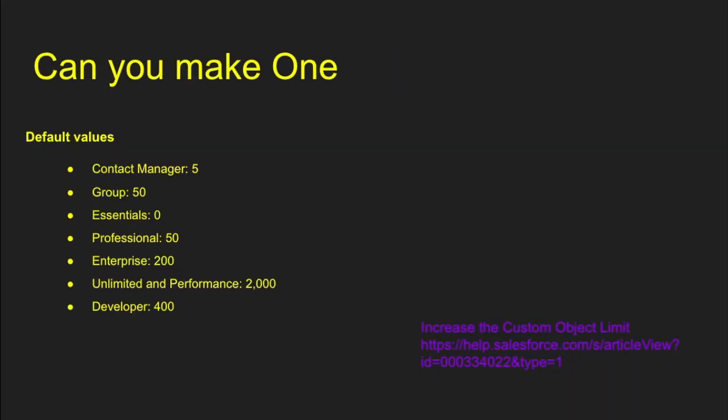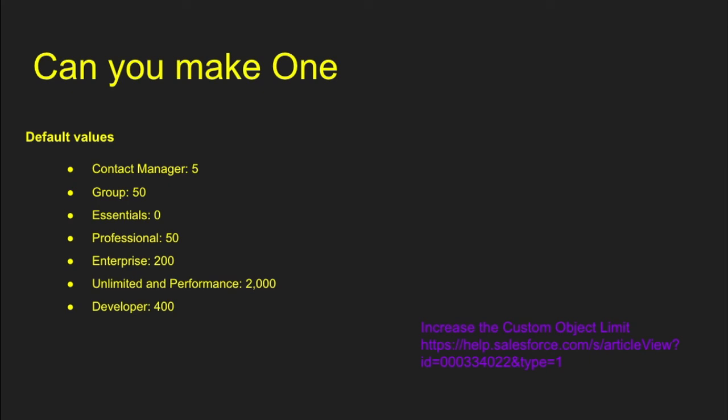The other thing that you need to ask yourself: are you able to make a custom object? Just because you've identified that you may need one doesn't necessarily mean your org is going to allow you to do that. Depending on the edition of your org, you may have limitations on the number of custom objects you can create. Most people use Professional, Enterprise, or Unlimited, so you typically have a little wiggle room to build a custom object or two. If you're using the Developer edition, you get 400 custom objects that you can create. Typically, that's enough to get you what you need, but occasionally you may need more.